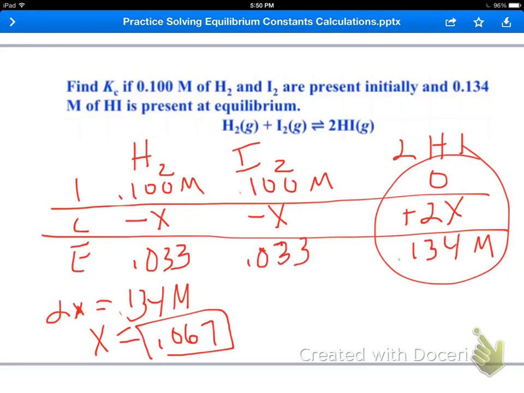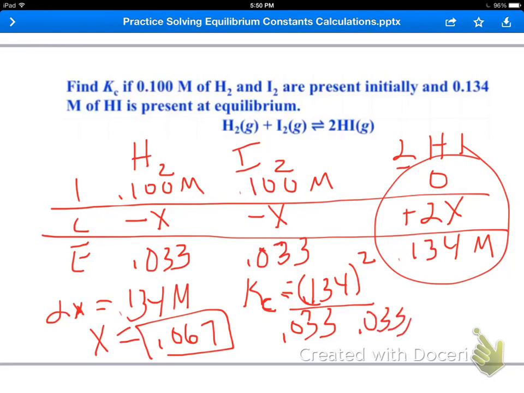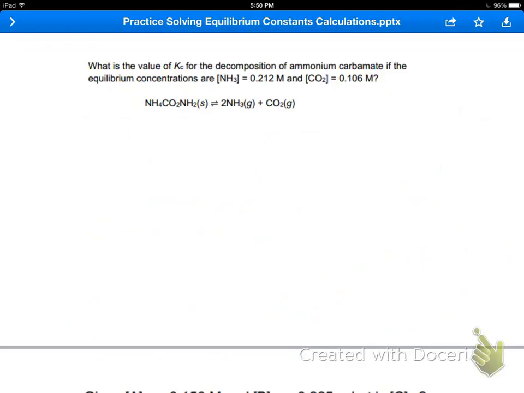So my equilibrium expression is Kc equals the product, 0.134 squared, because of the 2 here, over 0.033 for the H2 and 0.033 for the I2. If I plug and chug, I end up getting a Kc of 16.5. Okay, let's try the next one.